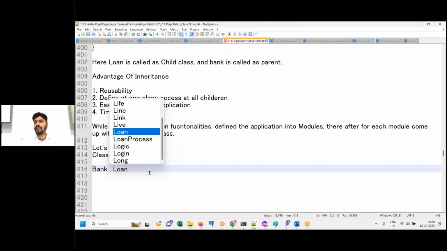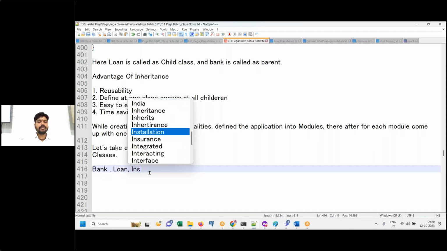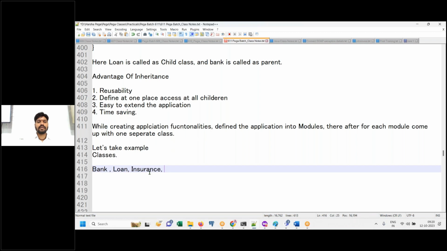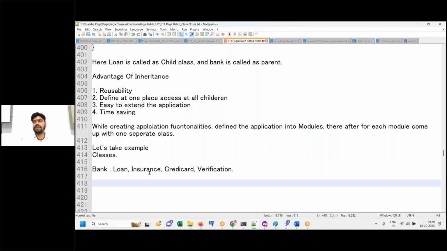In a bank you have loan, and insurance will be there. What else will be there? Credit card, let's say, credit card issuing. And then verification. Yes or no? Imagine, like in the real world, all these are different departments in a bank. Yes or no?